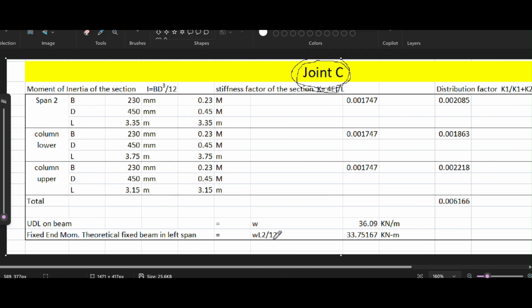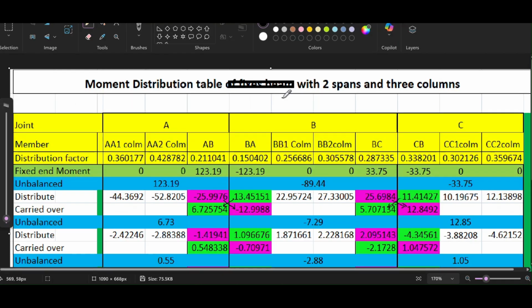Then the fixed end moment in the same beam, WL square by 12, is calculated based on the uniformly distributed load. So after finding these things, we are going to the main calculation sheet for finding the bending moment in the column. This calculation is made for two spans and three rows of column.